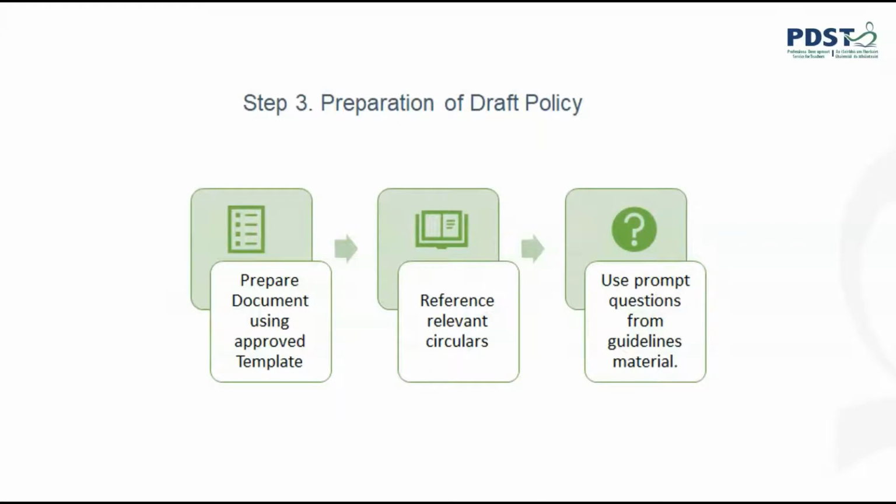Under Step 3, in the RSE policy guidelines, you will find a number of suggested headings, which will assist you in preparing the draft policy. While most of the headings are straightforward, we would like to make some recommendations for headings G and H. Heading G, Guidelines for the Management and Organisation of RSE in our school, will require some discussion at committee level.